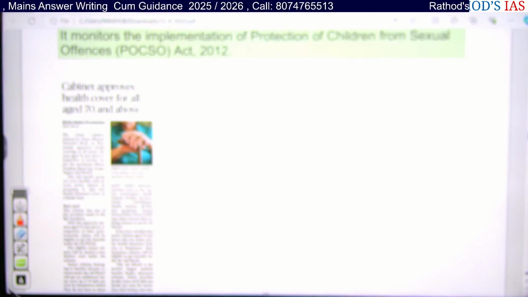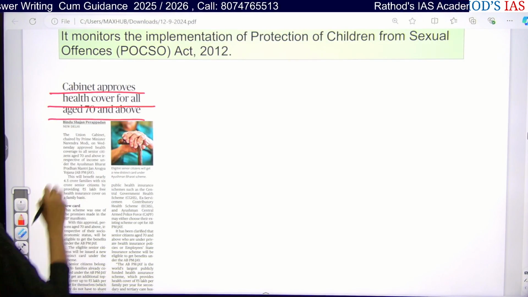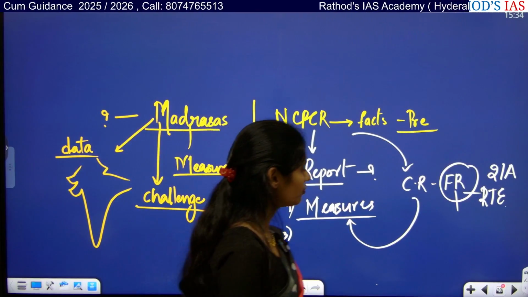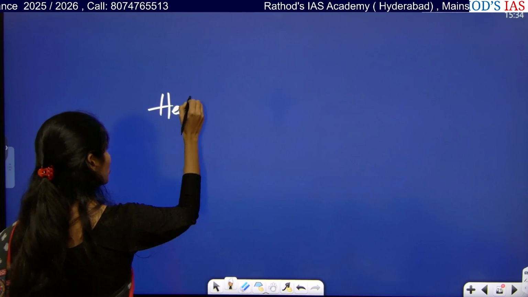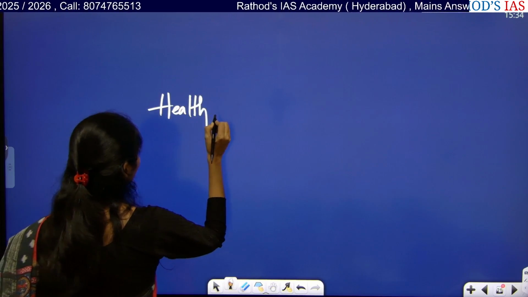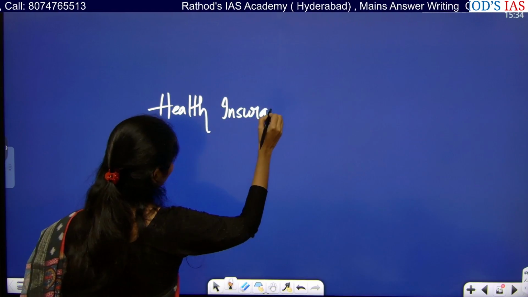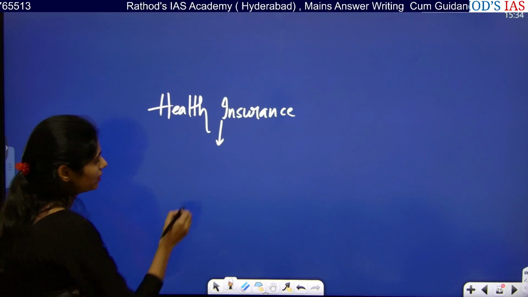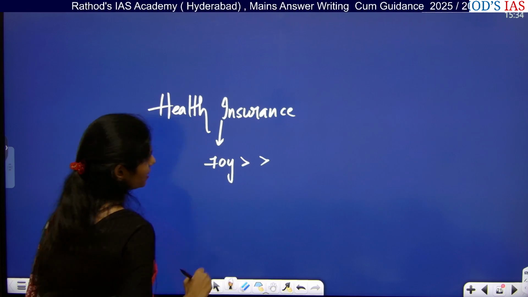And the next very important article here is: Cabinet approves health cover for all aged 70 and above. So what is the keyword here? Health insurance. So why is health insurance in yesterday's paper? Because of GST, okay. This article is talking about health insurance being covered for people who are 70 years or more than 70 years.